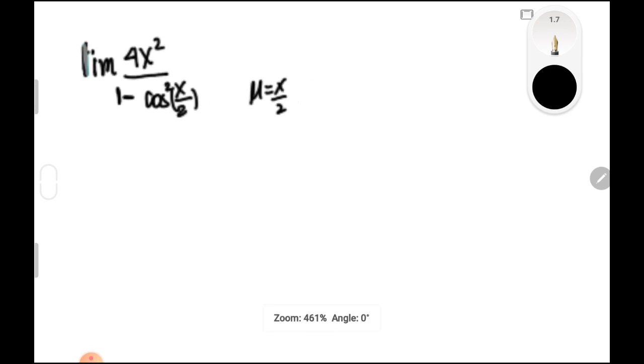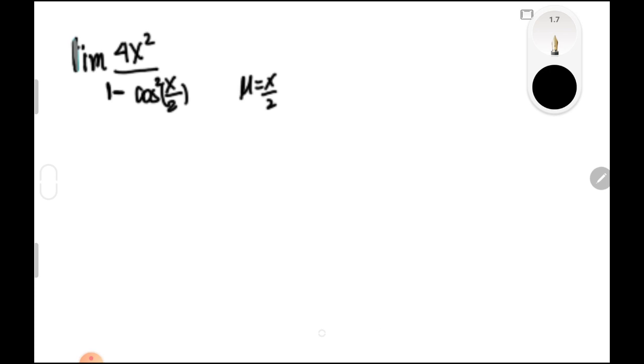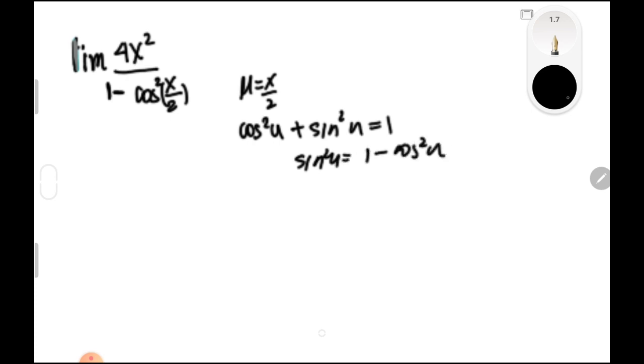And always remember that if there are trigonometric functions, you must also master the different identities and properties of these trigonometric functions. So we all know the Pythagorean identity is cosine squared u plus sine squared u of our trigonometric function is equal to 1. So as you can see, sine squared u is equal to 1 minus cosine squared u. Okay, so in the sense that it is similar to our denominator.